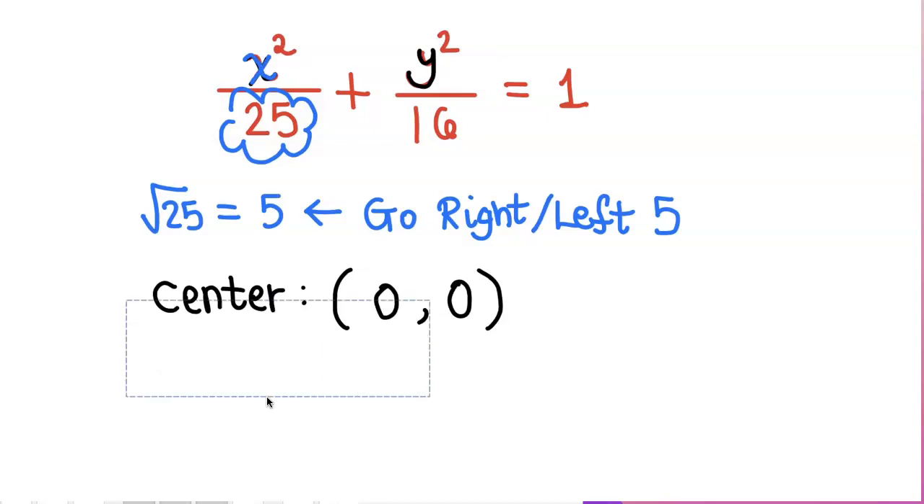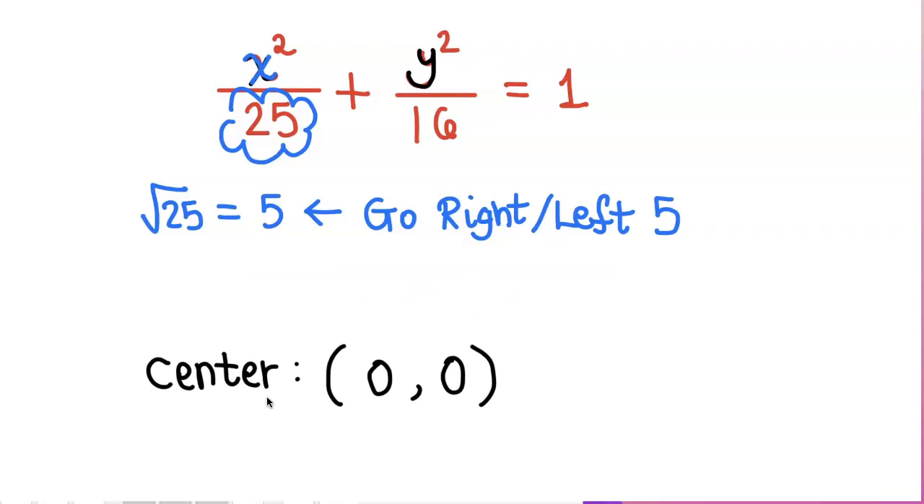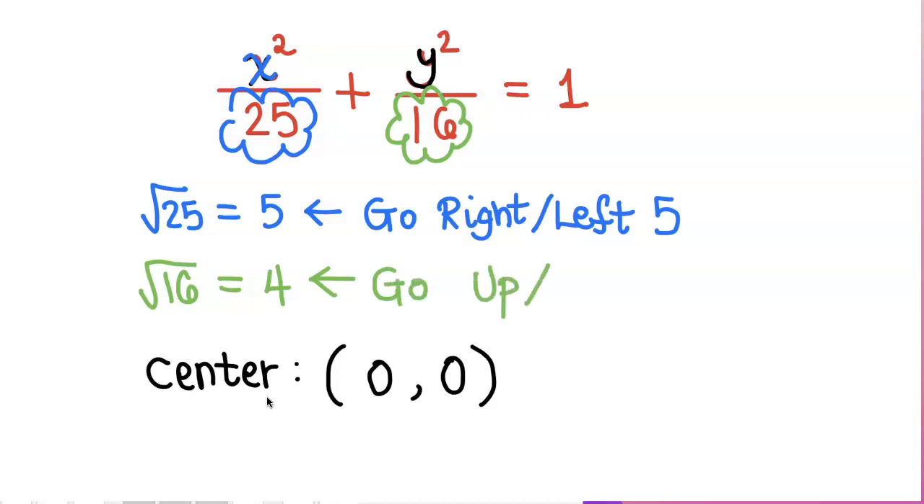Now, let's look at the next one, the other number, under y this time. Underneath y, we have 16. So if you take the square root of 16, you get 4. So what we're going to do is go up and down. How many? 4 from the center.